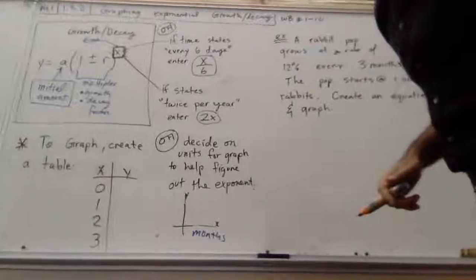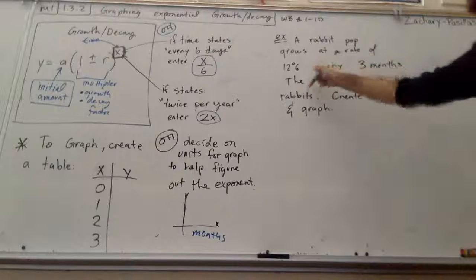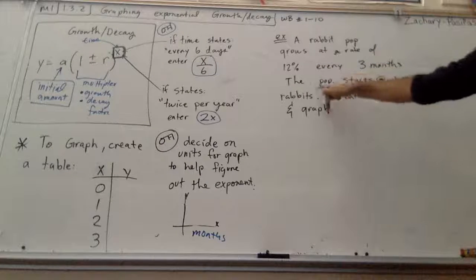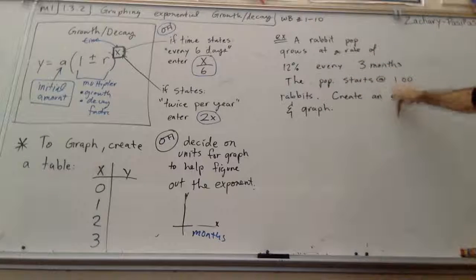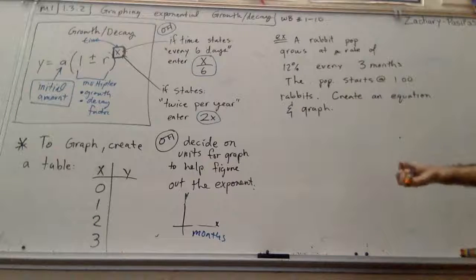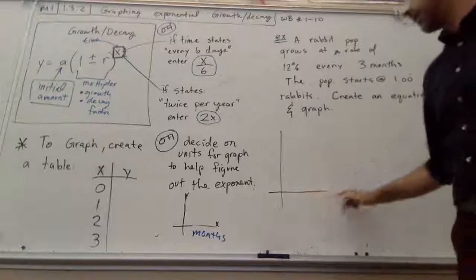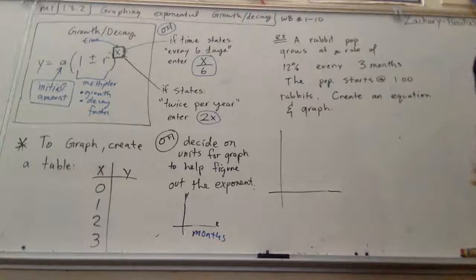So this problem over here says, a rabbit population grows at a rate of 12% every 3 months. The population starts at 100 rabbits. Create an equation and graph it. Okay. So first off, we have to decide, if we were going to graph it right here, what should we put here for our units for x? What do you think?